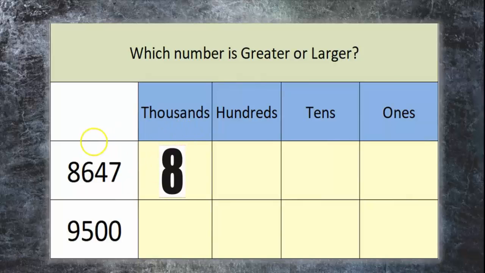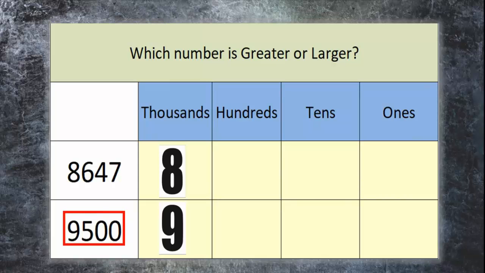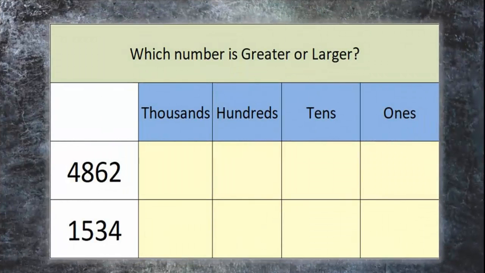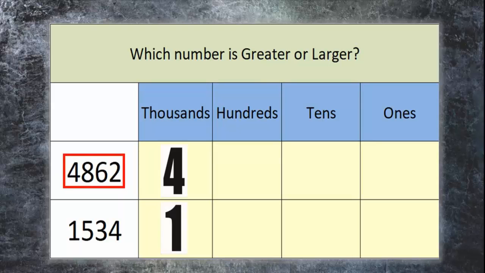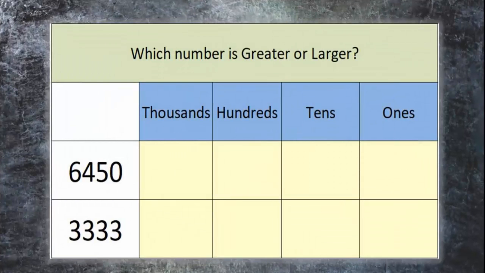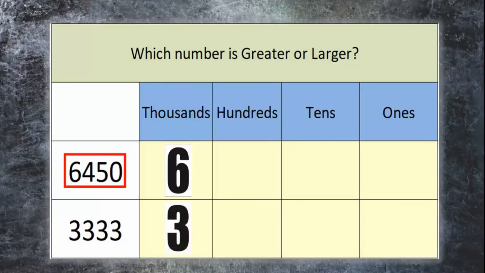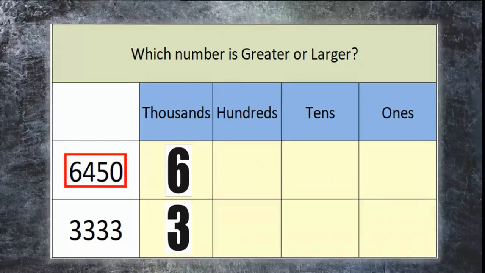We have 8 thousands in this number and 9 thousands in 9,500. Which number is greater? 9,500. We have 4 thousands and 1 thousand. 4,862 is greater than 1,534. 6 thousands, 3 thousands, 6,450 is greater.